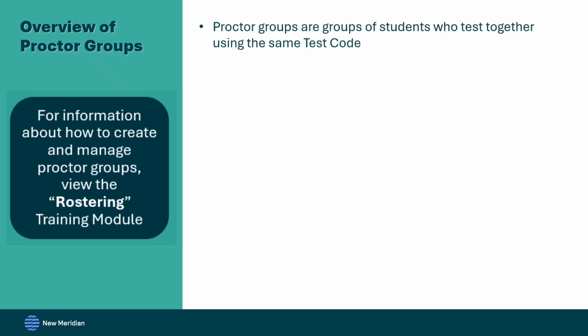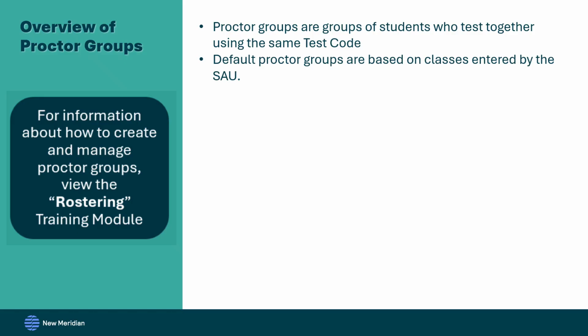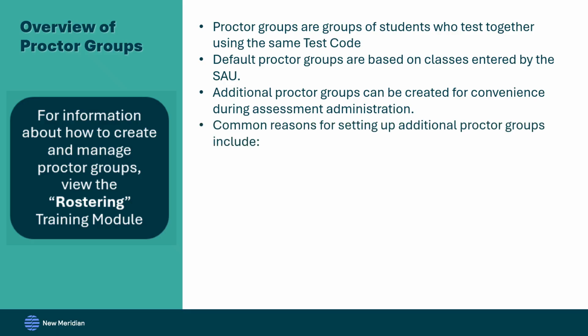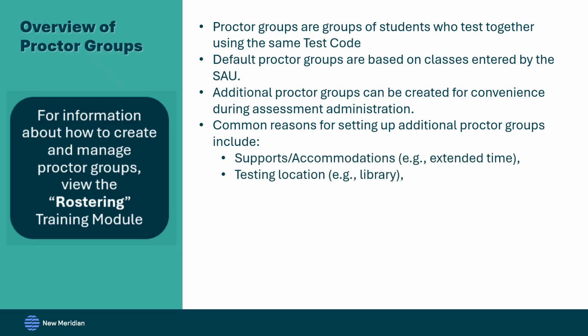Now let's look at proctor groups and how they are defined and administered. Proctor groups are subsets of students who are testing together. The system creates default proctor groups based on the classes entered into Atom by the SAU. The platform also allows for the creation of additional proctor groups for convenience during assessment administration. Common reasons for setting up additional proctor groups include cases in which smaller groups of students need additional support, such as extended time, or require testing in separate locations, or for make-up groups of students who miss testing with the rest of their class.